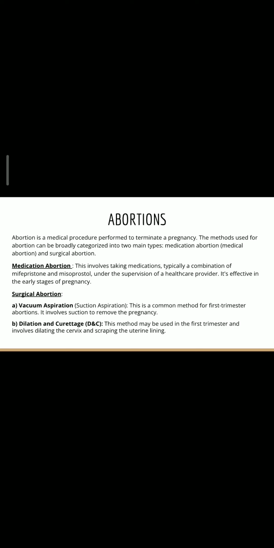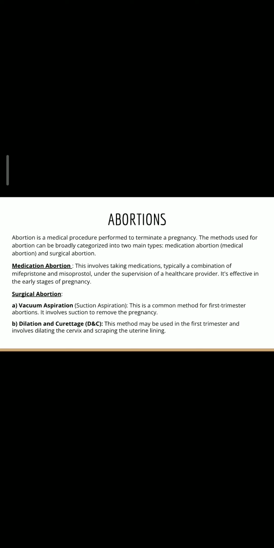Okay. Then moving on, surgical abortions. Surgical abortion, as its name implies, is the method of abortion using surgical means. Its various types are vacuum aspiration and dilation and curettage. Vacuum aspiration is the method in which suction or vacuum is created to pull out the contents of the uterus. It is used in the first trimester of pregnancy and involves suction to remove the pregnancy. That is the method of vacuum aspiration.